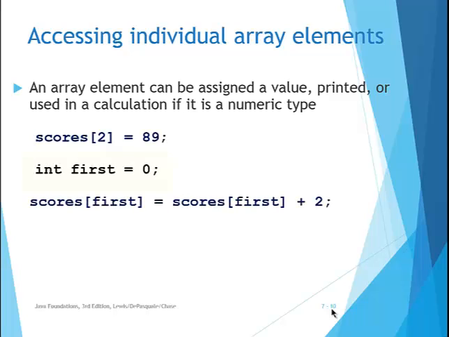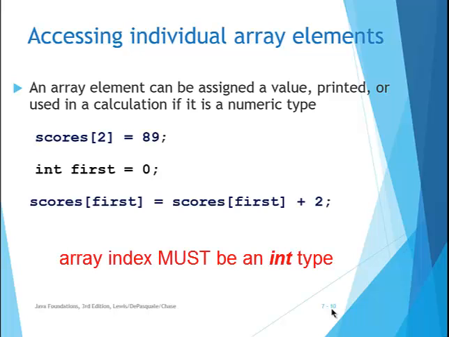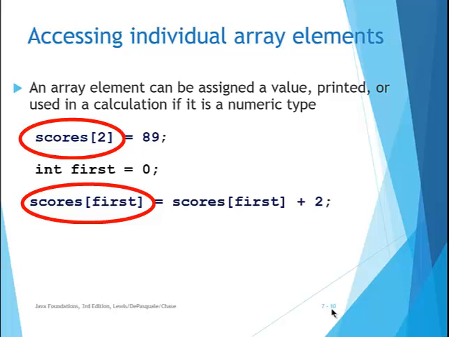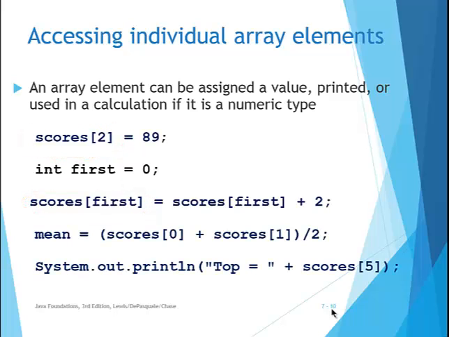In the second example, after declaring and defining integer variable first and setting it to 0, we add 2 to the value of scores sub 0. A Java rule that we have to follow is that our indexes have to be an int type. These first two examples change the values of the stored elements. We know this because they were on the left-hand side of the assignment operator. The last two examples just use the stored values of the elements without changing them.